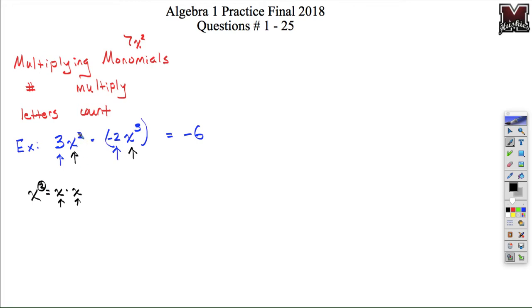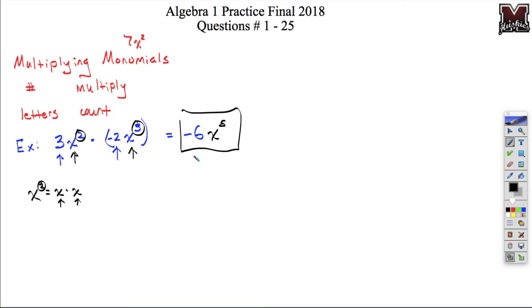So how many x's are there here? There's 2. How many x's are there here? 3. 2 plus 3, there are a total of 5 x's. The way that we write that is x to the power of 5, and that's our final answer. So just make sure that you multiply the numbers, and then you count the letters, and then make sure you're paying attention to the exponents here.